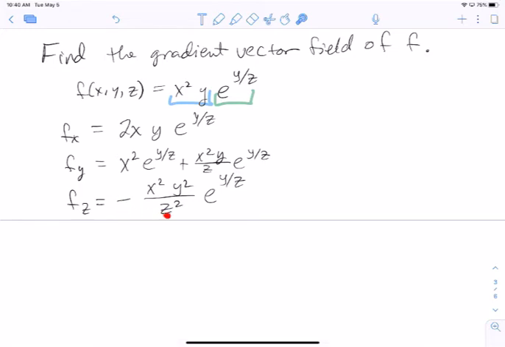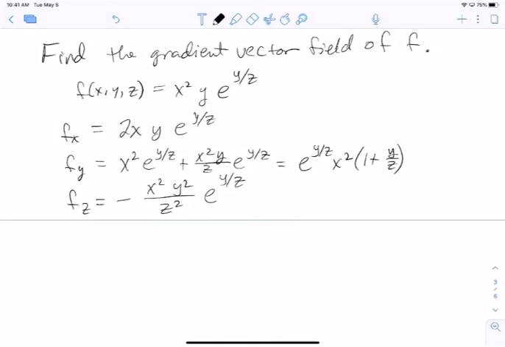The negative and the denominator of z squared are coming about because of the chain rule, because with respect to z, our function really is e to the y over z, with x squared y acting as constants. I'm actually going to write the partial with respect to y in a more compact form. e to the y over z times x squared times the quantity 1 plus y over z, just a little bit easier to write.